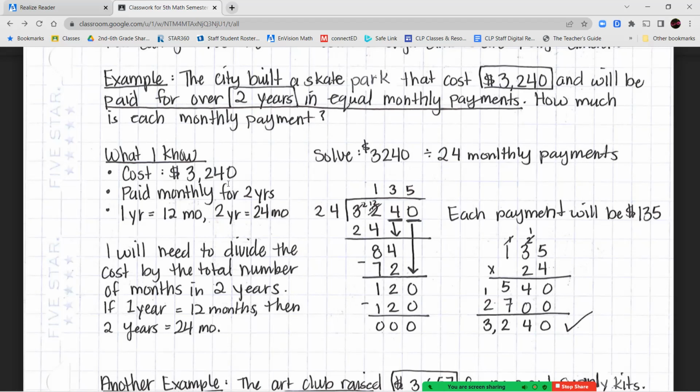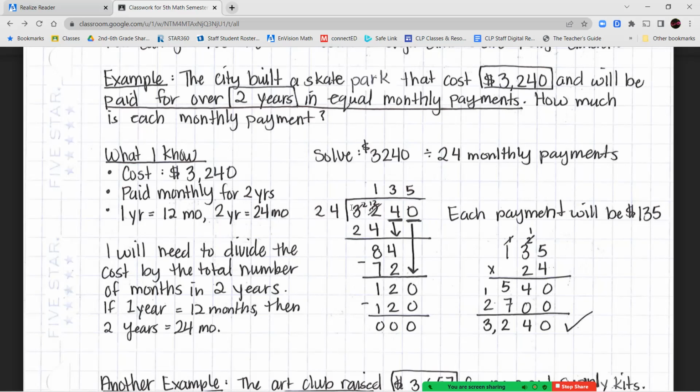So we know 1 year is 12 months. So 2 years is going to be 24 months. So I'm going to need to divide the total cost, which is the 3,240, into 2 years worth of months, which is 24 months. So I need to take that 3,240, divide it by 24 months.